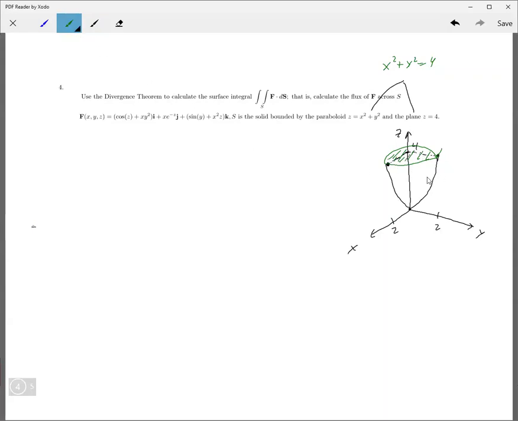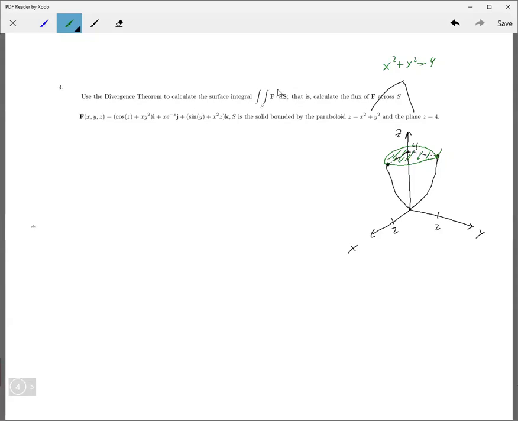Okay, so this is the paraboloid right here, and then this top right here. So kind of like the tip of a bullet if you stand it up on end like that. Okay. So I want to know the flux across this surface. So the surface includes this paraboloid, but it also includes this part of the plane, this top here. So the surface is that and this. That's what they're asking you to calculate.